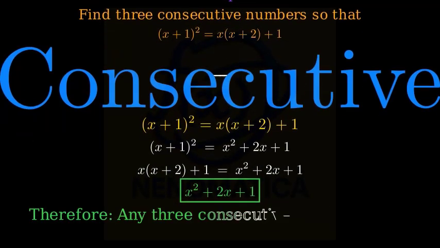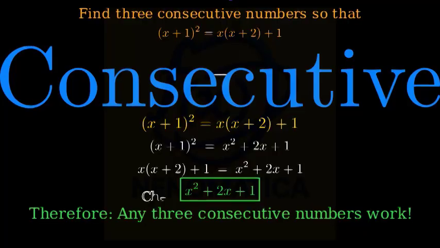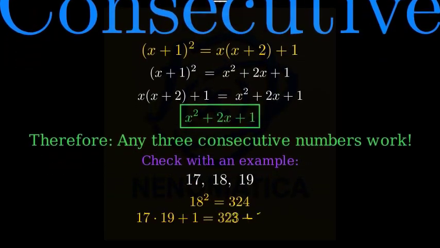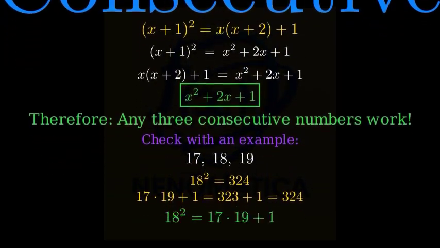Because both sides reduce to the same expression, this equation is an identity. It holds for every value of x. That means any 3 consecutive numbers will satisfy the property. Let us verify with a concrete example. Choose 17, 18, and 19. The square of 18 is 324. The product of 17 and 19 is 323, and adding 1 gives 324, which matches perfectly.